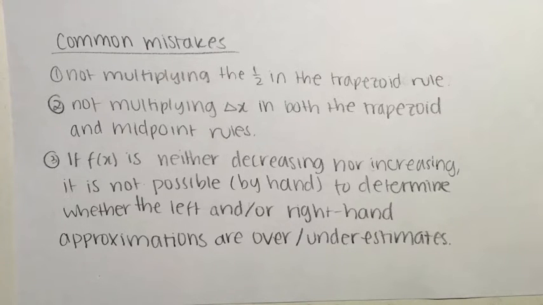2. Not multiplying by delta x in both the trapezoid and midpoint rules. Number 3. If f of x is neither decreasing nor increasing, it is not possible by hand to determine whether the left and or right-hand approximations are over or underestimates.